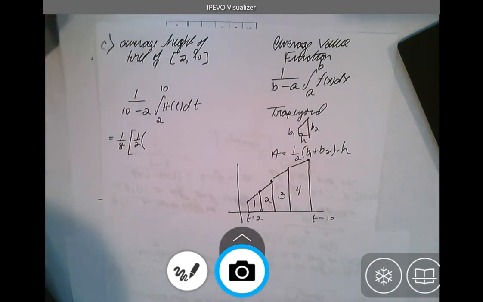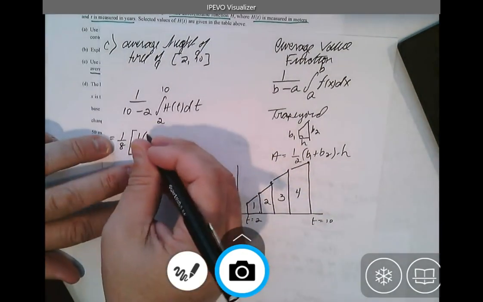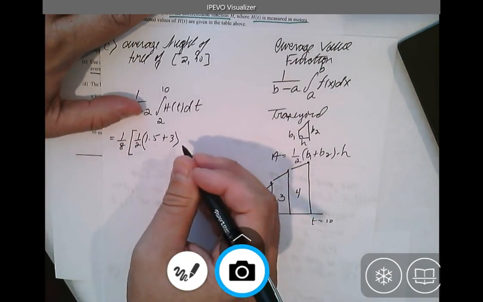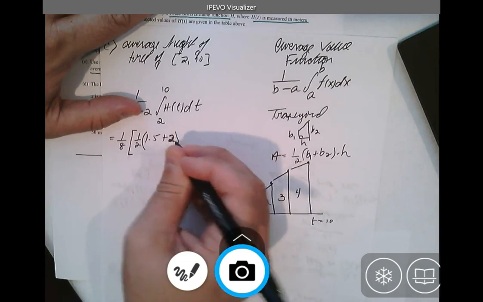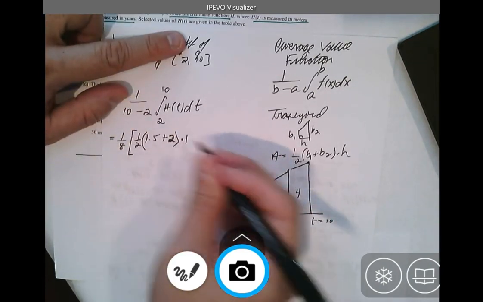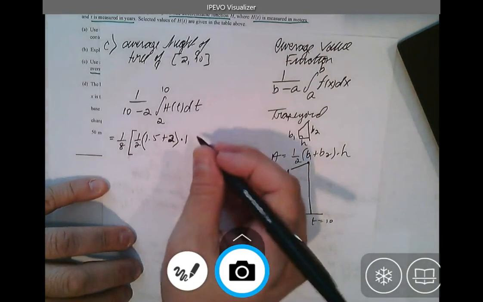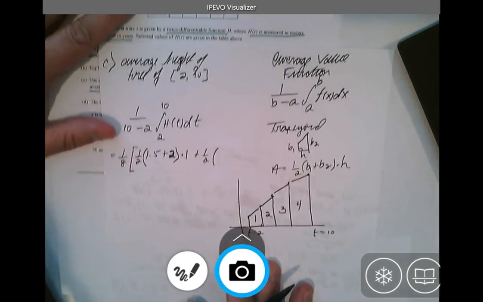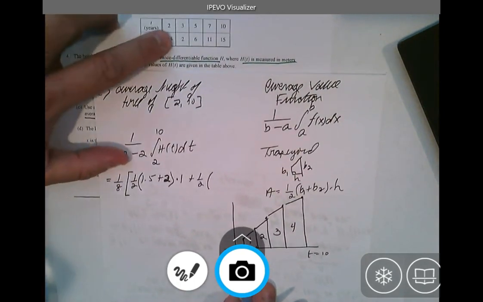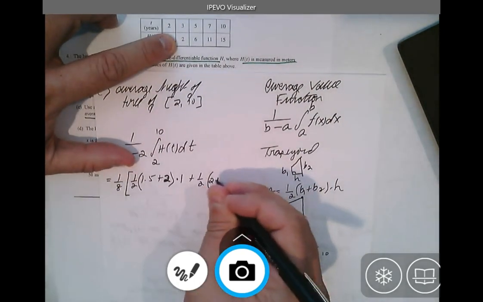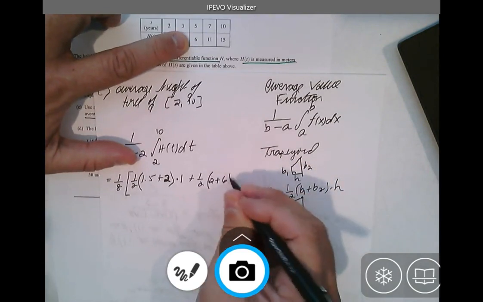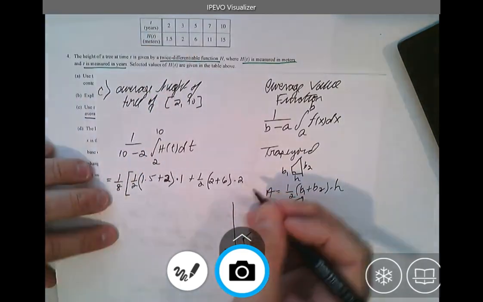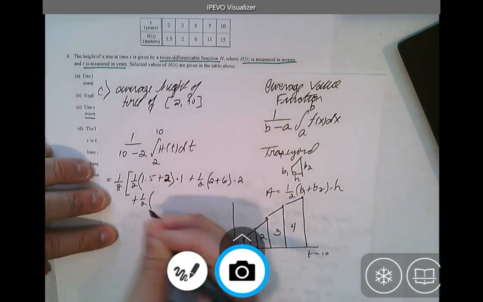Let me move that a little bit. Sorry. 1.5 plus the height at time 3, which is 2, times the distance between those two, which is 1, plus 1/2. We move on to the next interval. The height at 3 is 2, plus the height at 5 is 6, times the distance between those two, which is 2, plus 1/2.